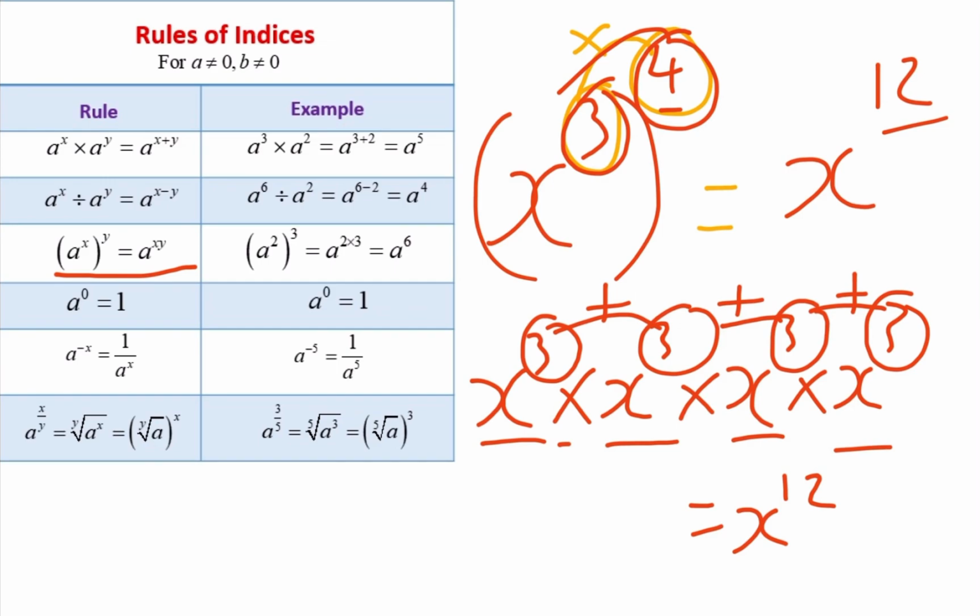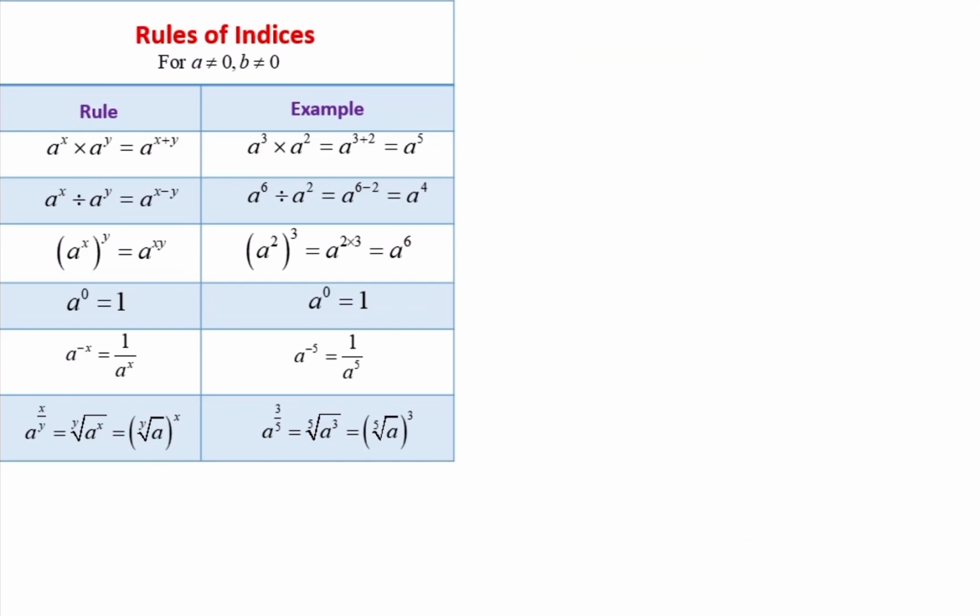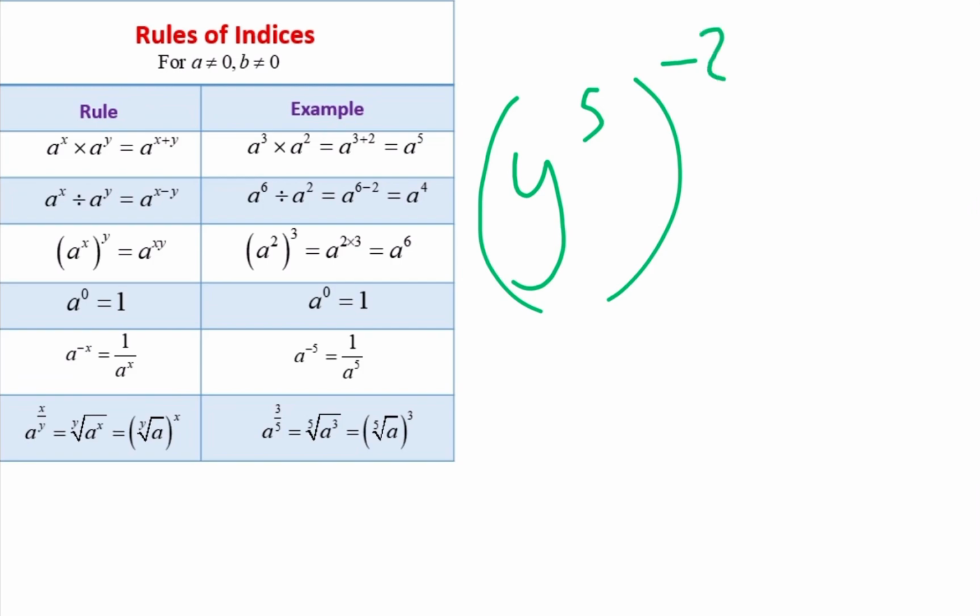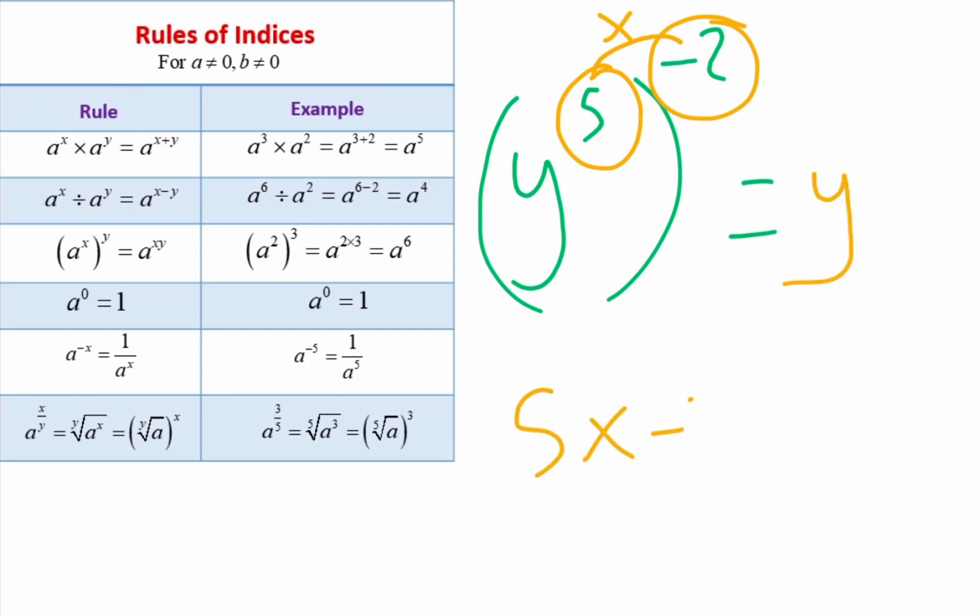Let's try another one. Let's try y^5 to the power of minus 2. Again, circle the two powers. Have you noticed on each of the laws, I'm just circling the powers all the time and connecting them. And then this one's a multiplication. Base stays the same, so it's y. And 5 times negative 2, positive times a negative gives me a negative 10.